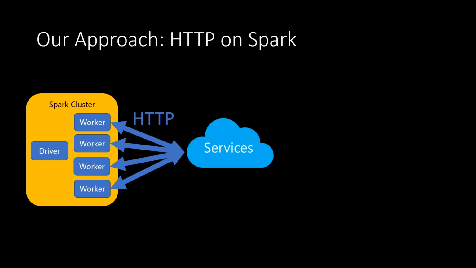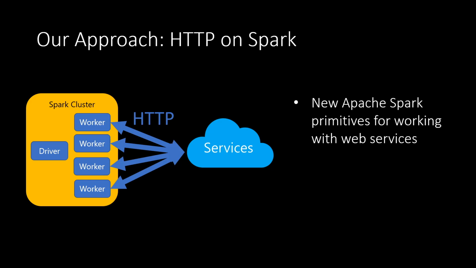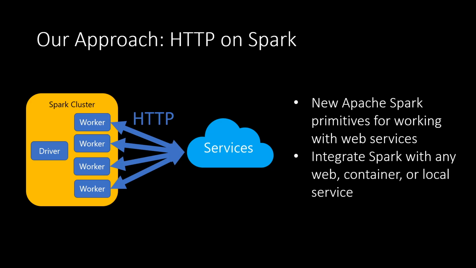So now the problem really becomes how to create an integration between Apache Spark and web services. And to this end, we present HTTP on Spark, which is a deep integration of the entire HTTP protocol with Apache Spark. So this allows you to take your Spark cluster and harness it for massively distributed web serving and web client workloads. So we introduced these new primitives for working with web services. This works with a web service, a containerized service, or local services. So you really have a lot of options when it comes to your architectures.